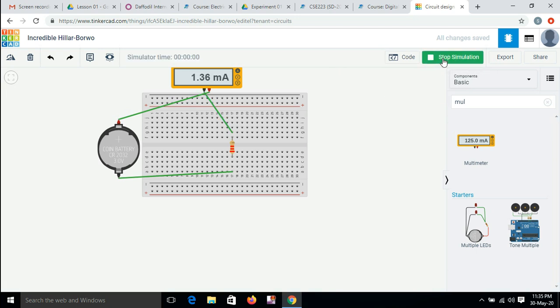When we start the simulation, we can observe that the amount of current that is flowing through this resistor is being displayed in the ammeter section. So with the multiplication of the amount of resistance with the amount of current, we can see that it will definitely be equal to or near 3 volt, and that will be the proof of our Ohm's law.